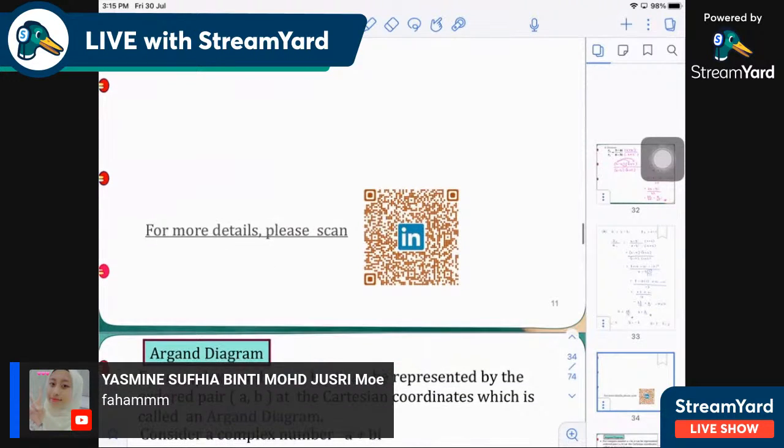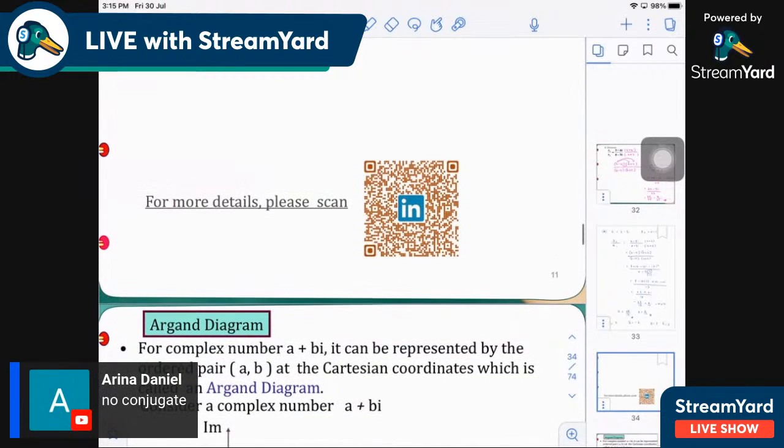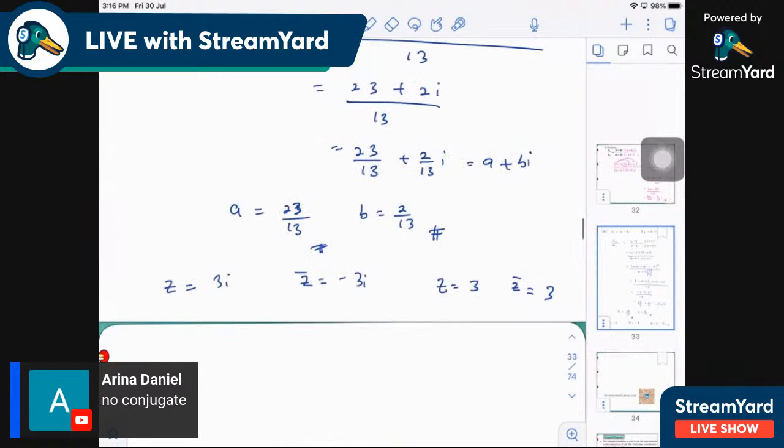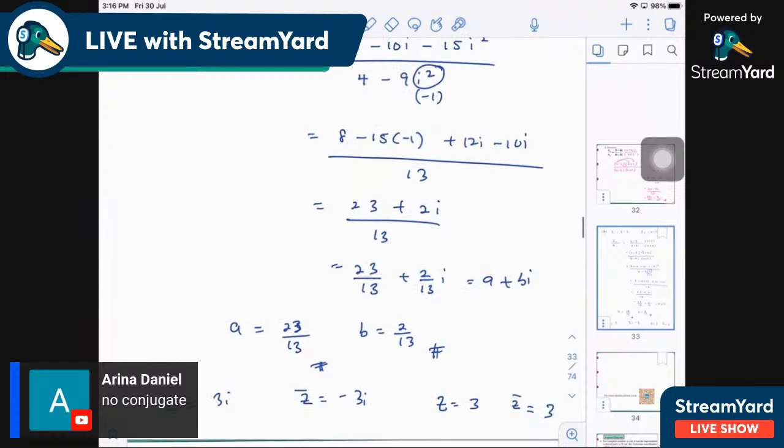No conjugate, correct Ariana. That one has no conjugate, but you can still write down 3. Actually, not to say no conjugate, the conjugate is 0i, that's all. Ariana, Daniel, I hope this is understood.